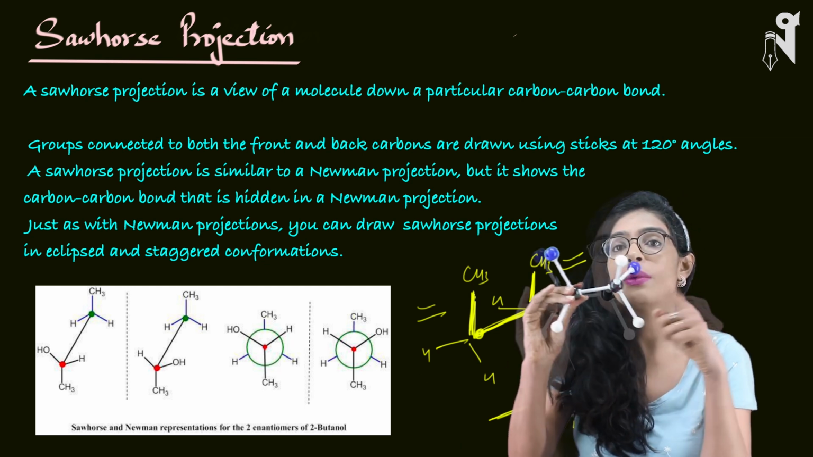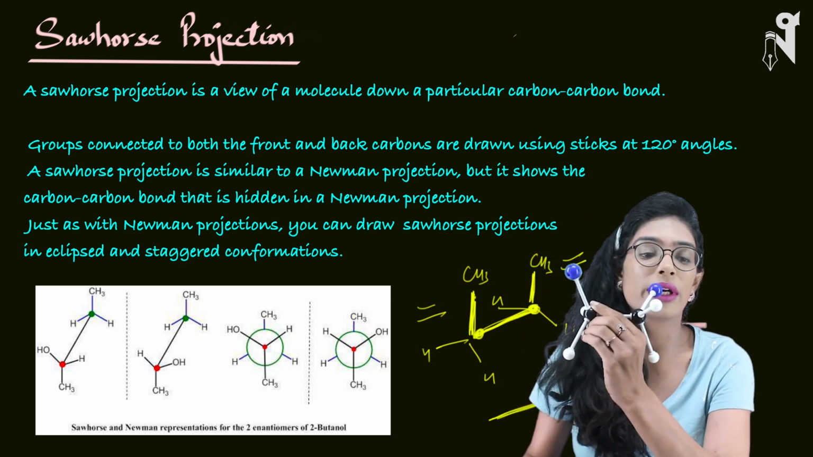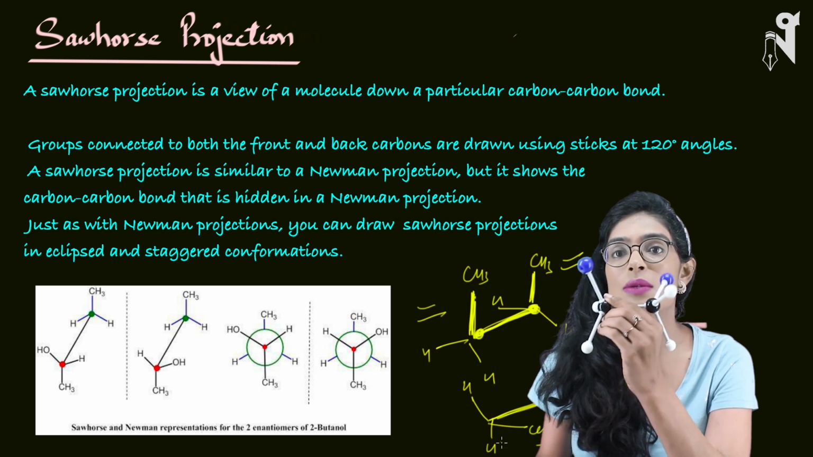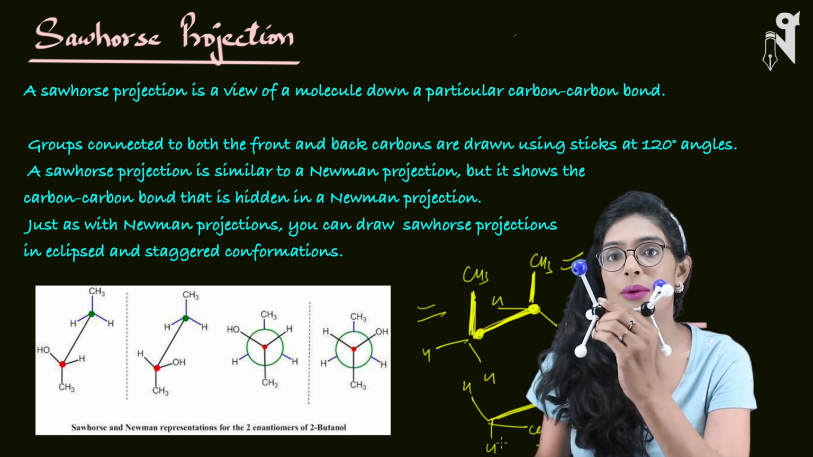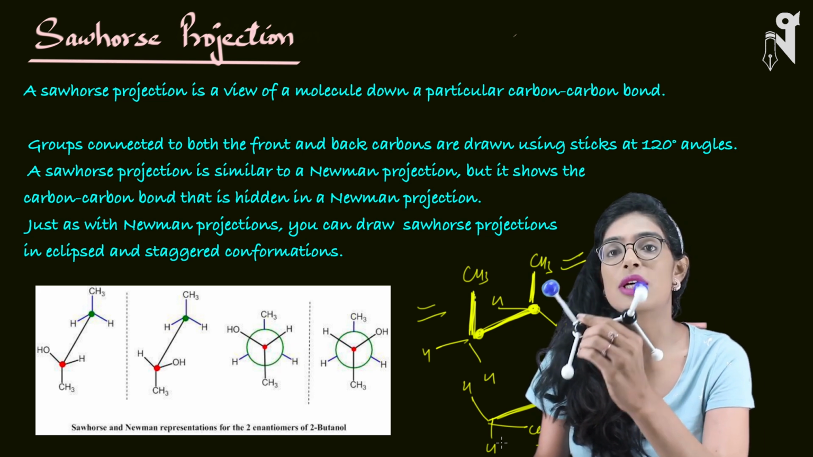And look at this carbon. So CH3 is here and hydrogen is here and one hydrogen is down. So I can write it as hydrogen down, hydrogen here and CH3 here. This is what exactly I can see, and this is what exactly I have drawn. Okay, so this kind of representation is called a Sawhorse projection.